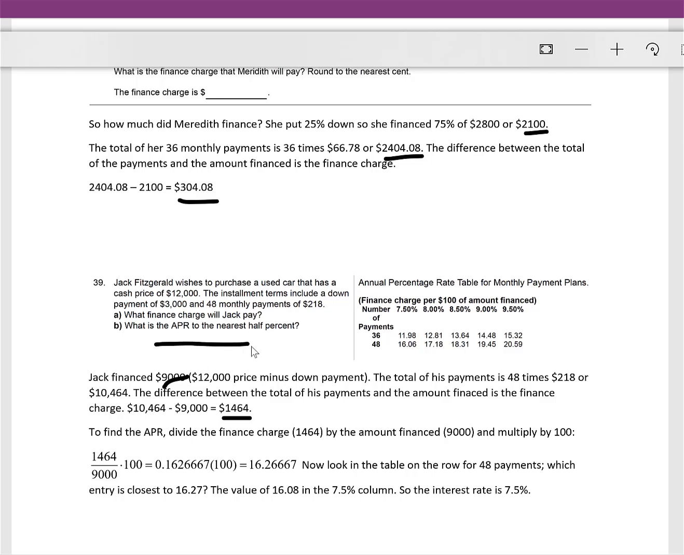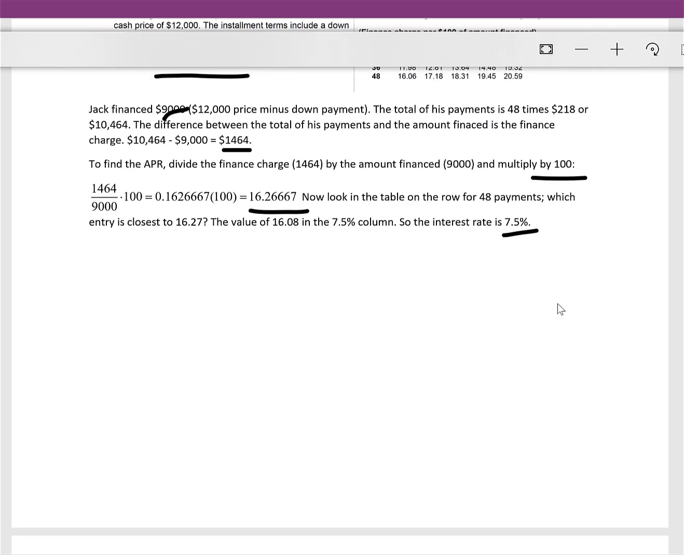Now for the second part of the problem, to find the APR, take the finance charge, divide by the amount financed, and multiply by 100, and then take that value and look in the table for the number of year payments he's doing, and he's doing 48 payments, so down here, last row, and you look at the value that's closest to that, and the value that's closest is in the column labeled 7.5%, so that's his interest rate.